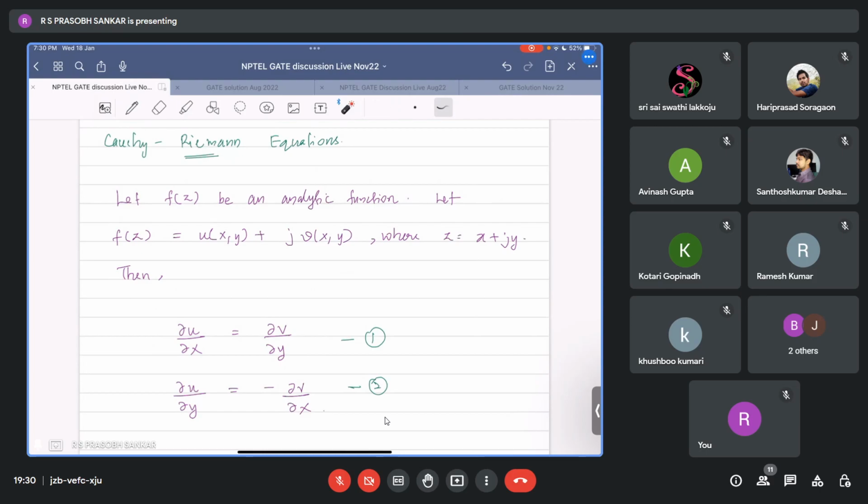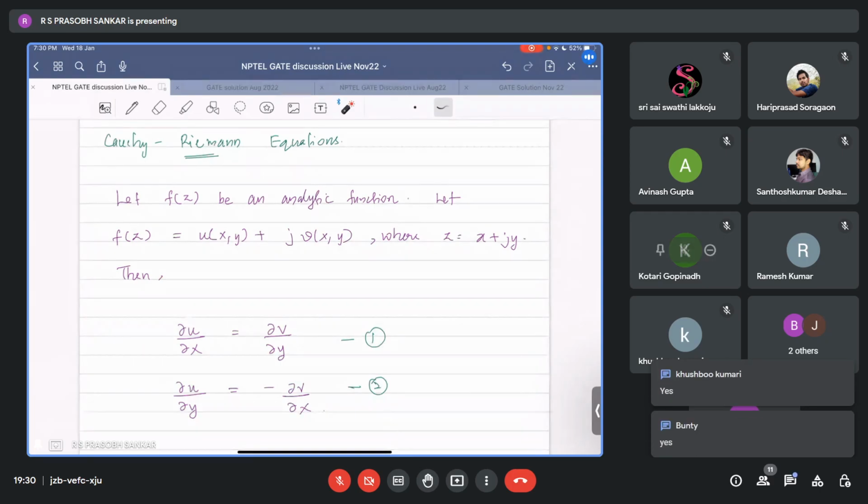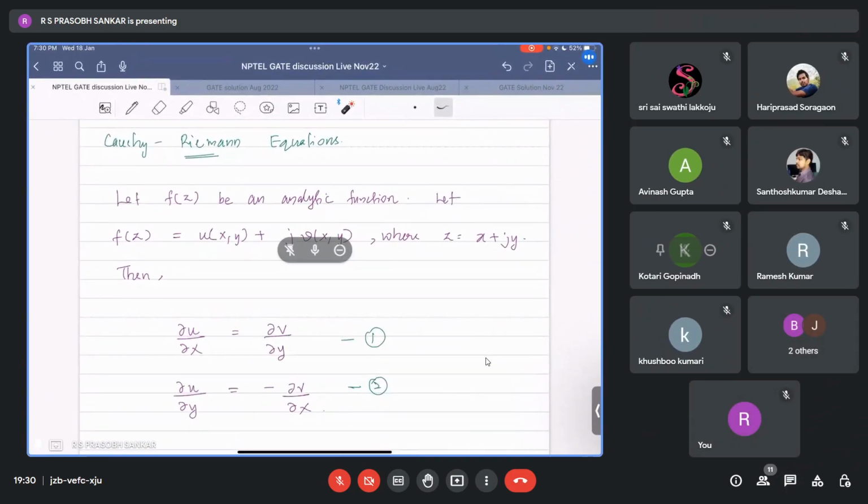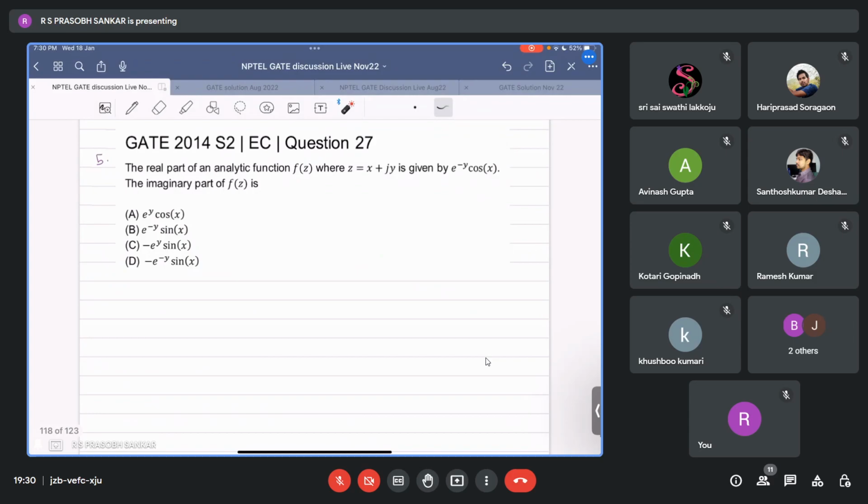So, is it okay? Shall we continue? Okay, thanks. So now we will use this Cauchy-Riemann equation to solve the next question.